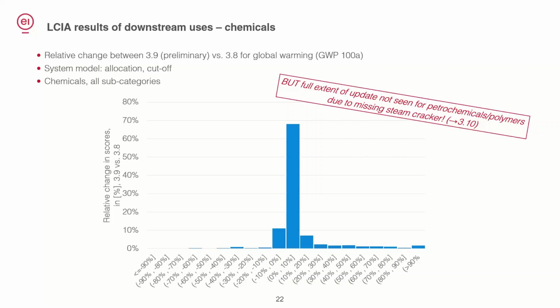But it's really important, and we want to emphasize this here, that some key building blocks for petrochemicals and polymers like ethylene and propylene are still based on older aggregated industry LCIs. And unfortunately, they are not affected by the update. New data for these key products are planned for upcoming releases, and that will specifically be the introduction of a steam cracker process, which we hope to have ready and available in version 3.10 of the database.